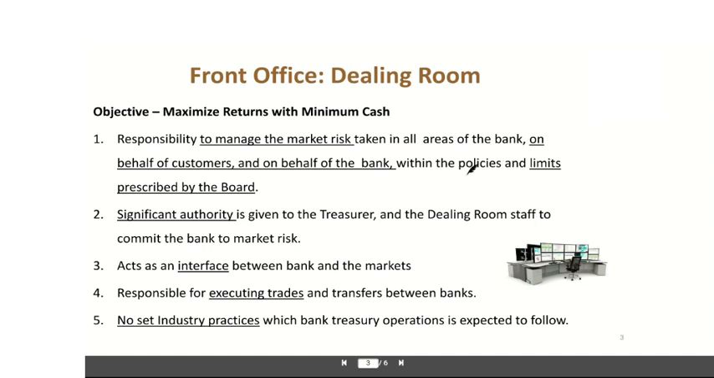Now, since this office is exposing the bank to market risk, you can assume that they have significant authority, right? Which markets they want to trade, which financial instruments they want to trade. But of course, we have policies, and we are going to discuss them in the last module, on how we control the risk for the bank by putting limits and by putting controls.